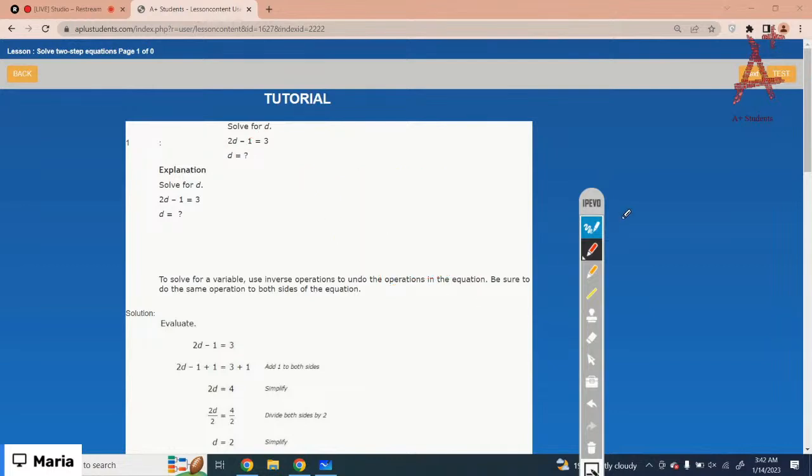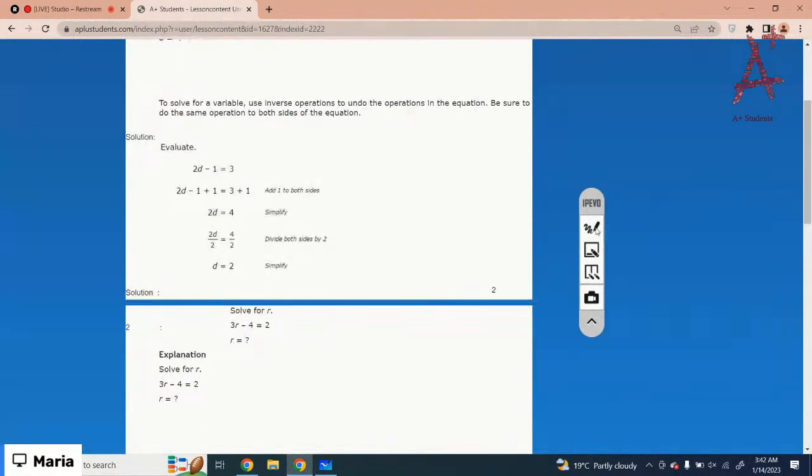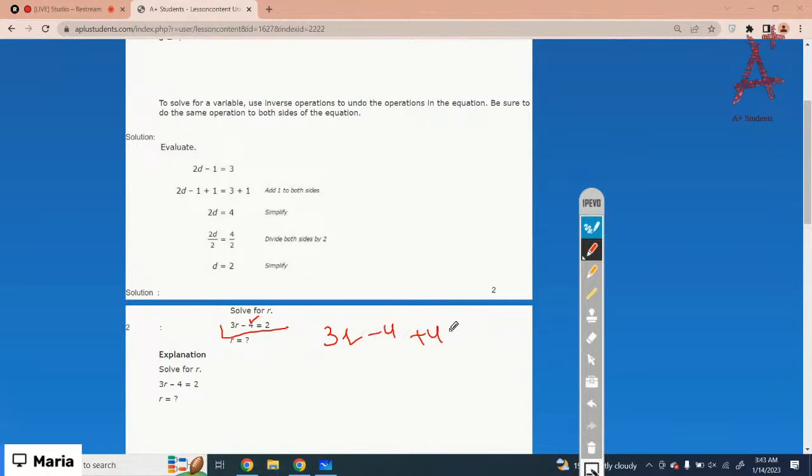Okay, let me just move on to another example. Okay, the next example is 3r minus 4 equals 2. Got it? So first of all, you have to remove that negative 4. So opposite to subtraction is addition, got it? So add 4 to both sides.